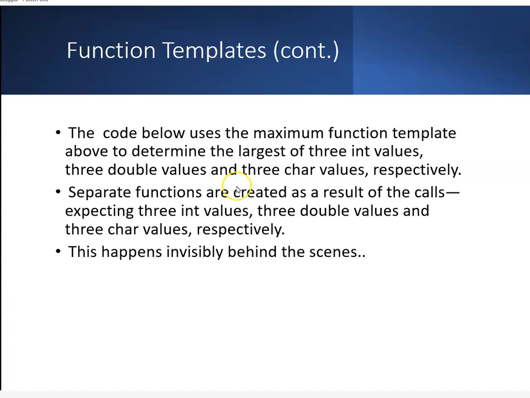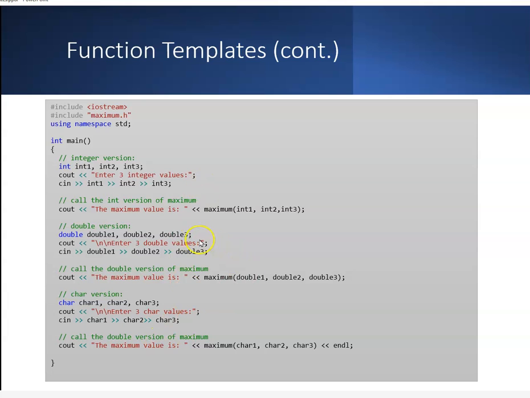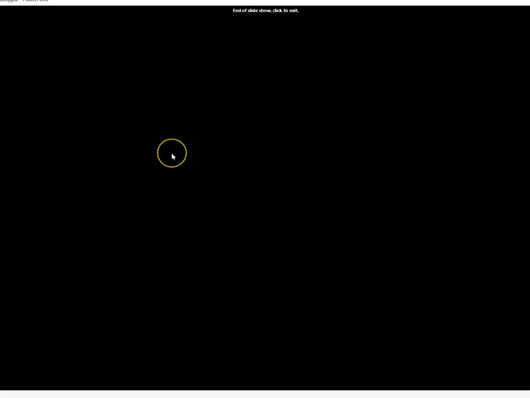So the code below is going to demonstrate how to use that function template to determine the largest of 3 integers, 3 doubles and 3 characters, respectively. Behind the scenes, separate functions are created as a result of the calls, expecting 3 int values, 3 double values, and 3 character values. It all happens behind the scenes, but here we go. Here we input our integers, and it says the maximum is maximum int 1, int 2, and 3. Similarly, double, we call it with double 1, 2, and 3, and char 1, 2, and 3. It's very straightforward. The syntax can get a little icky, but beyond that, that's all you got to do to create truly templatized functions.